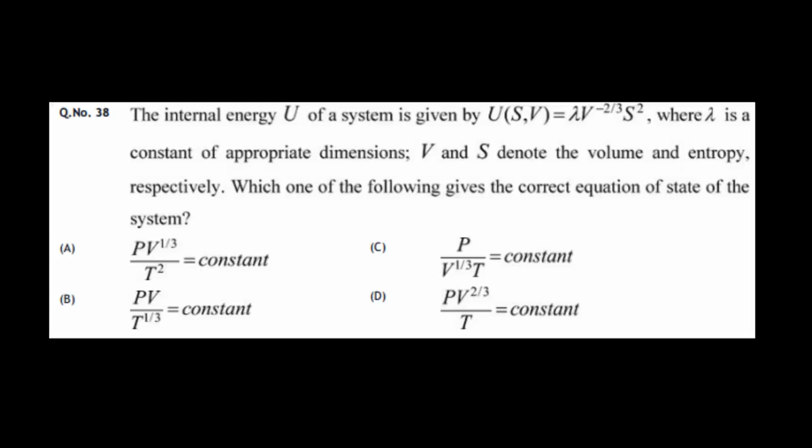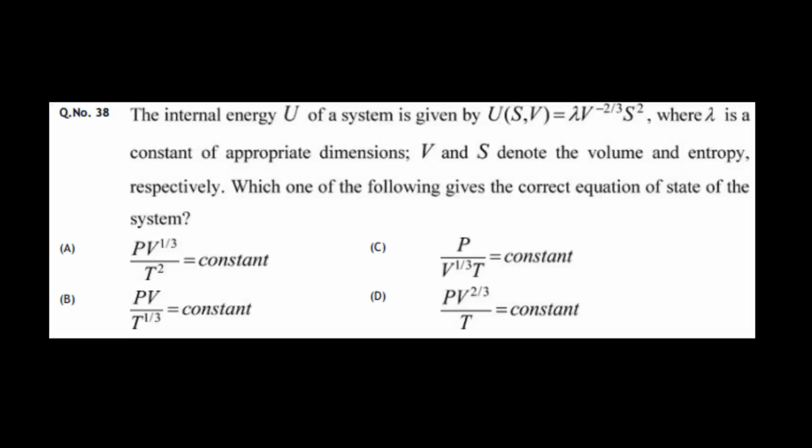Question number 38. The internal energy U of a system is given by U is equal to lambda V power minus 2 by 3 S square, where lambda is a constant of appropriate dimension. V and S denote the volume and entropy respectively. Which one of the following gives the correct equation of state of the system?